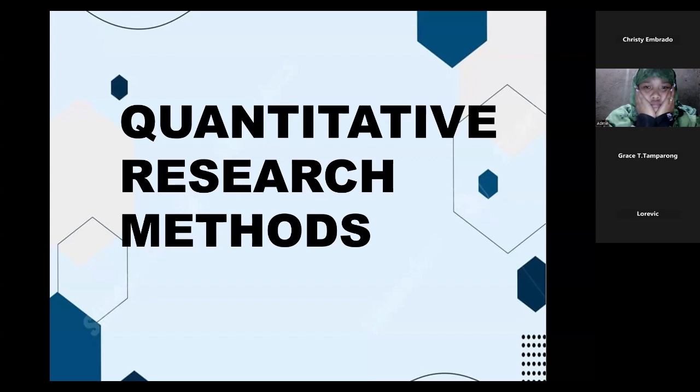So in this report, we will explain what the quantitative research method is, examples of the research methods, and how to use it in real life. We hope that after this presentation, you will have a clear understanding of how quantitative research works when it comes to solving problems using numbers and data.